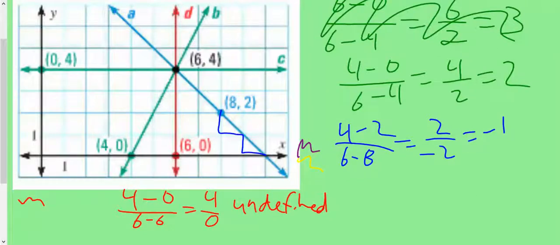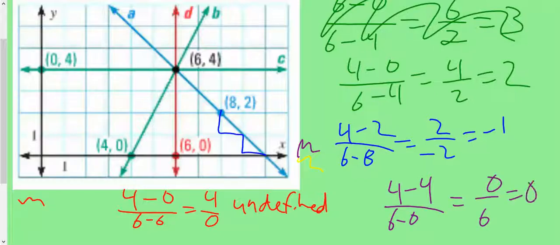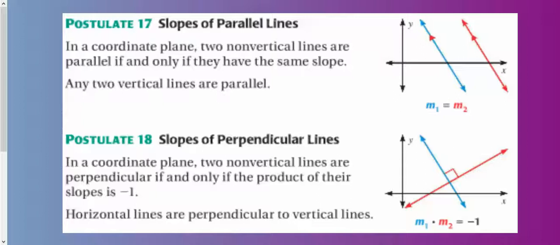Okay, so this one's going to be our 0 slope. So we have 4 minus 4 over 6 minus 0, and that's 0 over 6, which is why we get 0 slope. So horizontal lines are going to have a 0 slope. And you can use any point on the line. All of these slopes are going to be the same.